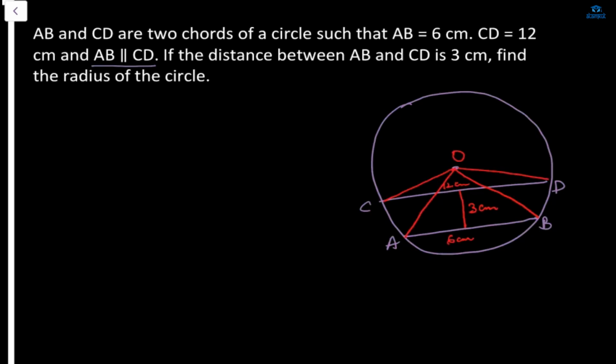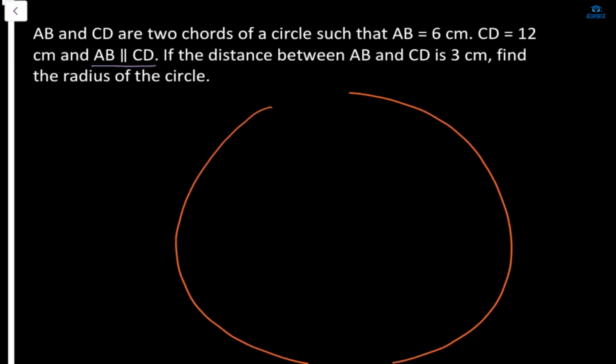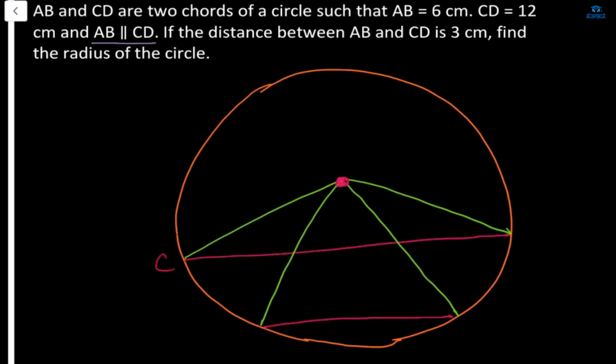So how can we find the radius of the circle? Here, actually, this diagram is very small. Let me draw a bigger one so I can clearly explain to you. Now, what is given here? That this distance is 3 centimeter, and this distance is 6 centimeter, and this distance is 12 centimeter.